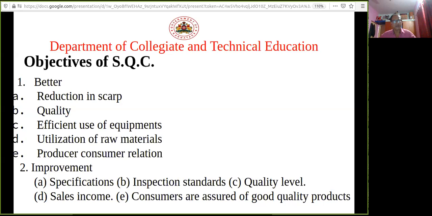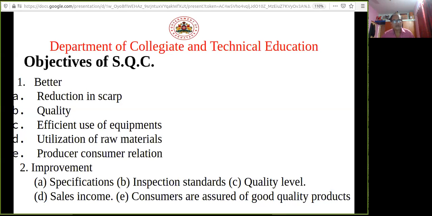Then the fourth point, the utilization of the raw material. In the statistical quality control process, when the raw material comes, there will be inspection of the raw material. During the mass production process, it is the duty of the producers to give better quality raw materials so that quality products can be obtained. That's why we are using proper raw materials. That's why I can say it is better utilization of the raw material.